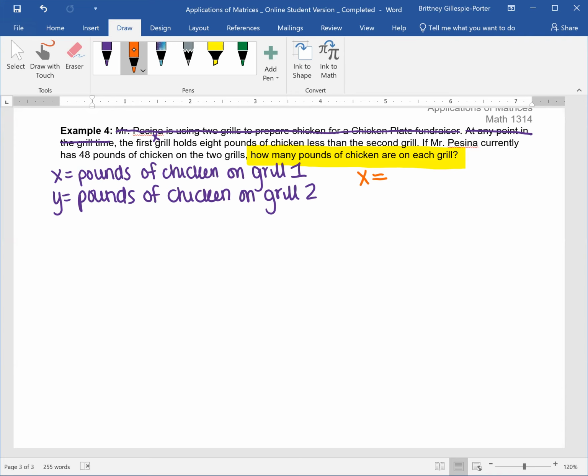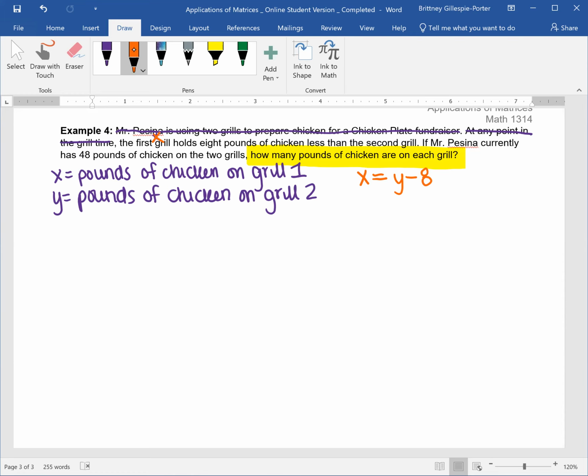So we know less means subtract, but if you're trying to write it as 8 minus Y, this says that Y is less than 8. So you have less than 8 pounds on that second grill. And this is Y is less than 8. So that's not quite what we want. Instead, what we need is the second grill minus our 8. That's how we got the first grill holds 8 pounds less than the second grill.